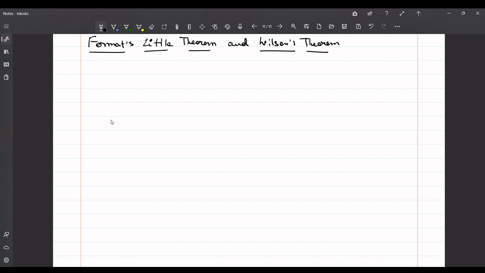Okay, so first let me write down what is the Euler's theorem. Rather, first let me discuss what is the phi function, because it will be of very much use in this lecture. Euler's phi function.